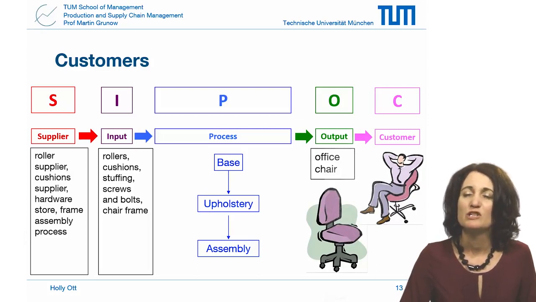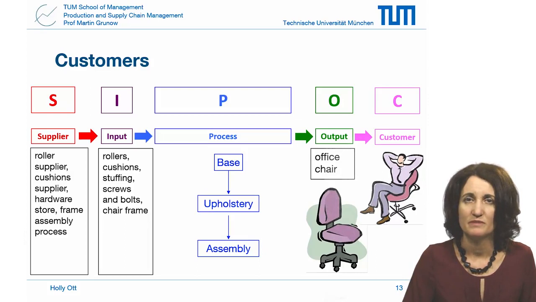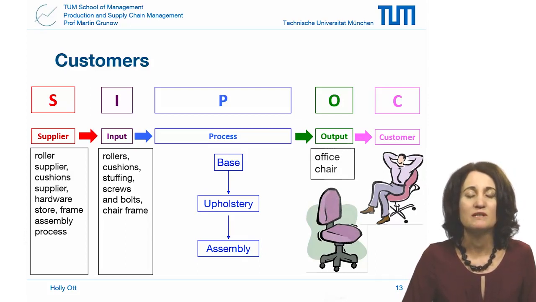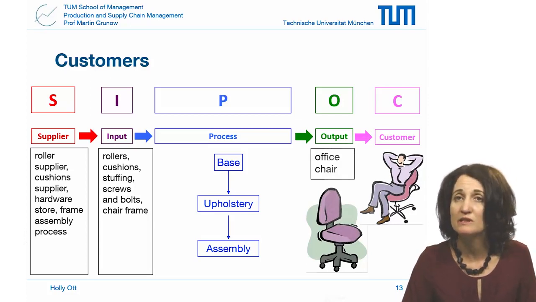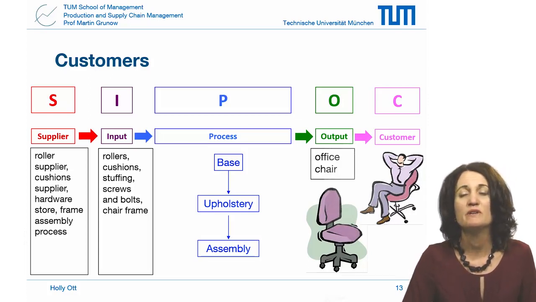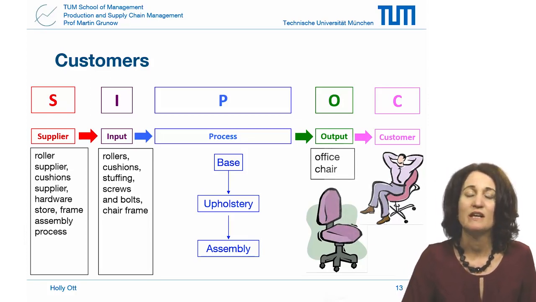So when we think of the customer, we normally think of the end customer. Here we have our office worker. But of course, the customer is any entity that receives the goods. For example, this could be the retail store that sells the office furniture to the end customer, or it could be a production process that will take as its input the output of your current process.